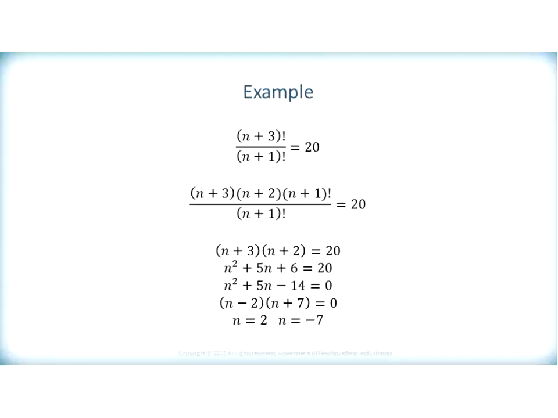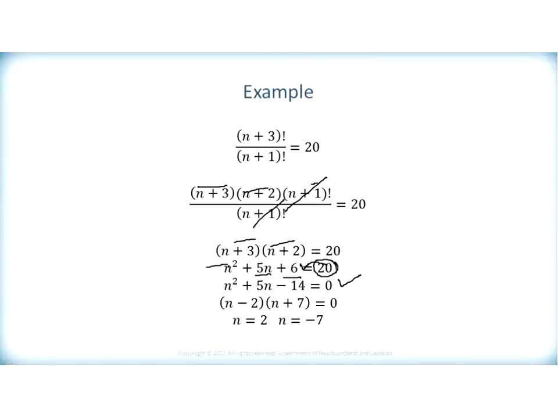Let's look at another example. We'll rewrite n plus 3 factorial to be n plus 3 times n plus 2 times n plus 1 factorial. We can cancel n plus 1 factorials, and we're left with n plus 3 times n plus 2 equals 20. Multiplying these binomials, we get n squared plus 5n plus 6 would equal 20. In order to solve this quadratic equation, we will move the 20 to the other side and let this side equal 0.